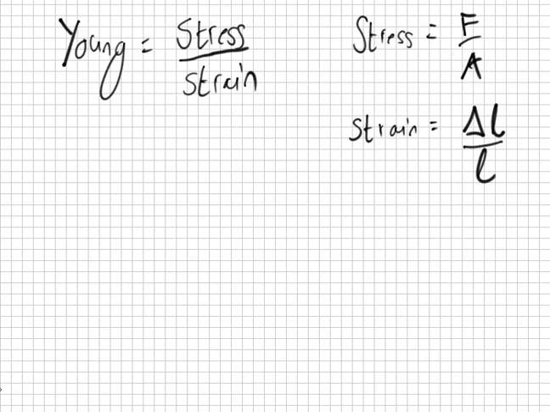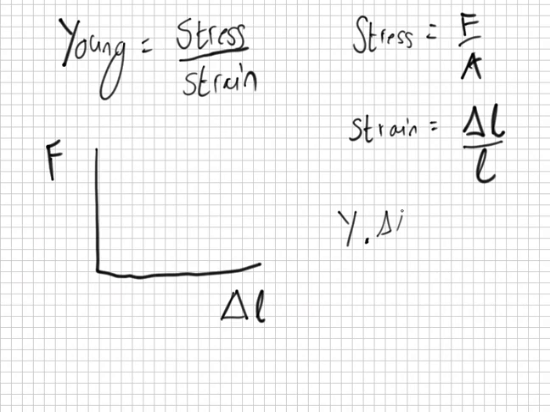So if we were to draw a graph of this, let's put it here. On this axis, I'd like to put, what did they ask for? Force against extension, delta L. So you know that this is a constant. It's called Young's modulus, it's a constant. And it equals stress over strain. So if I just rewrite this a little bit, I can get Young's modulus times delta L over L equals stress, which is F over A.